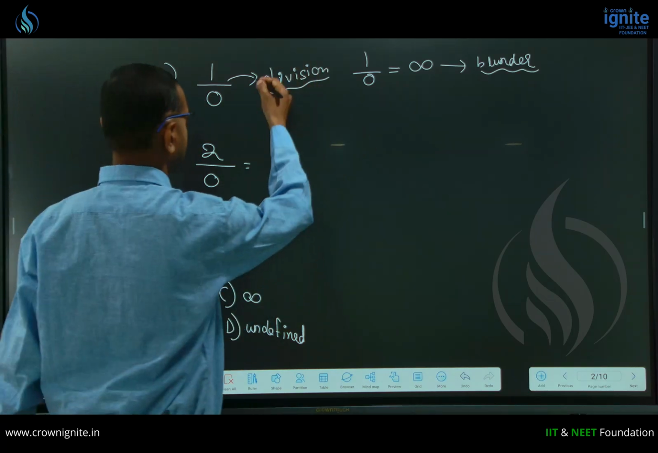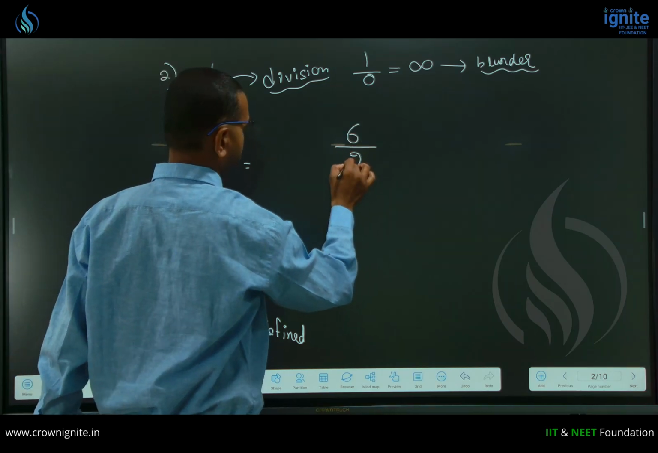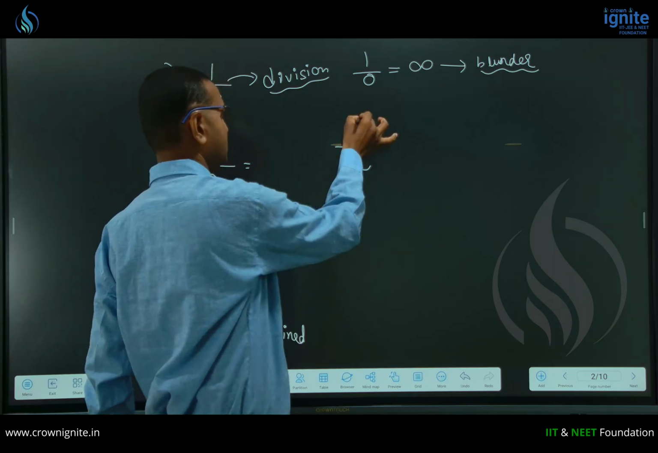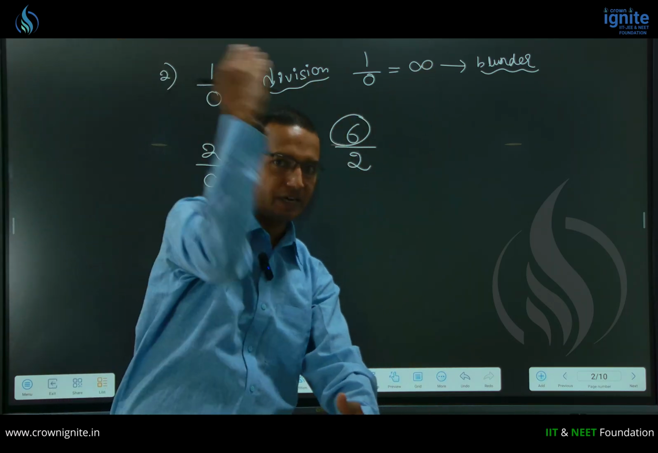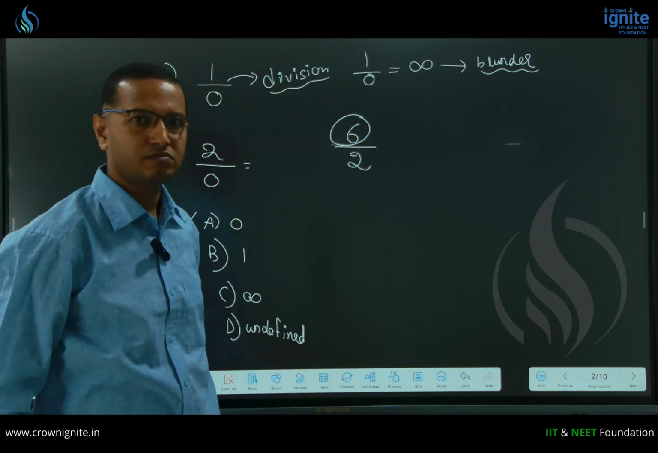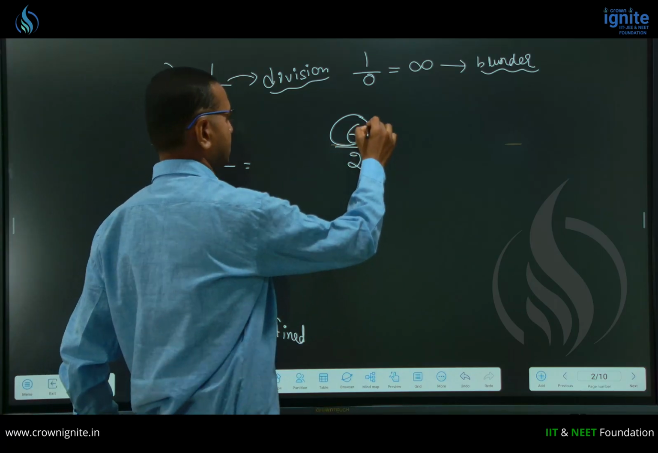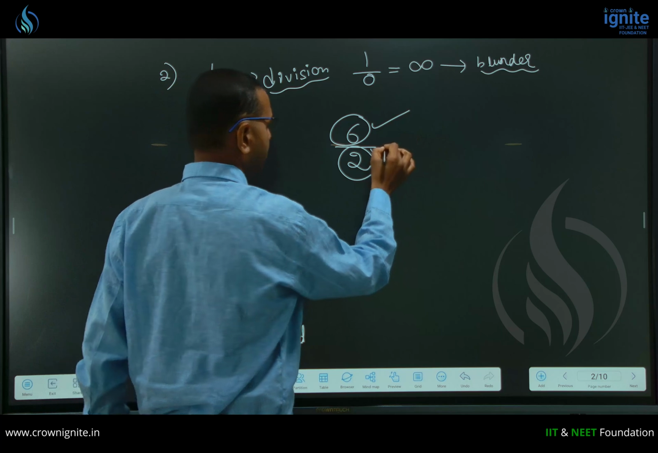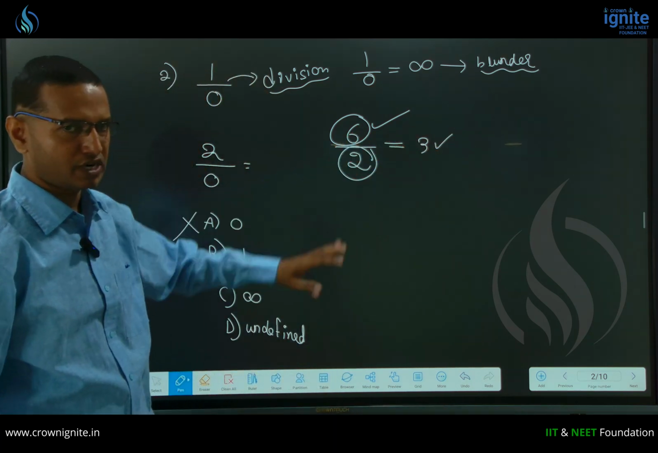For example, before coming to this 1 by 0, I'll take 6 by 2. So how to understand this? 6 by 2, 6 is my number. I'm taking 6 in my hands and I'm cutting this 6 with the help of 2. So basically division means I'm cutting into certain pieces. So everyone knows this answer, 6 by 2 is 3. Even third standard or fourth standard will tell it is 3.